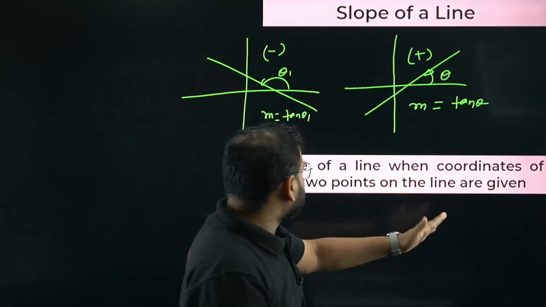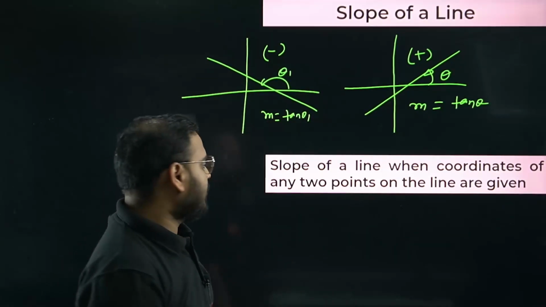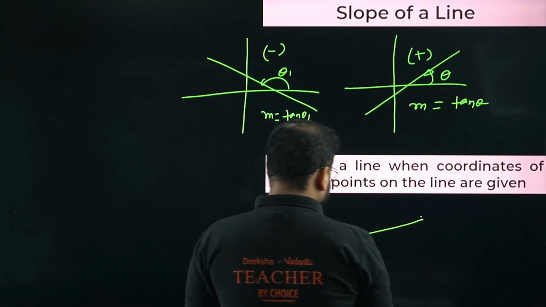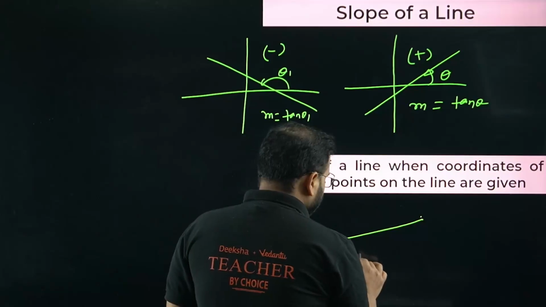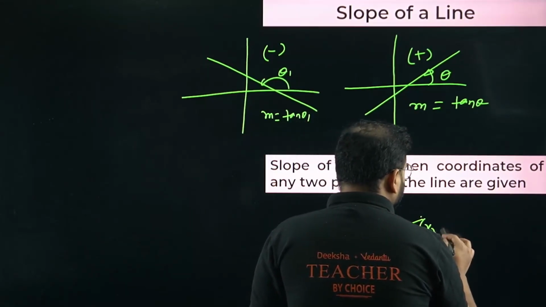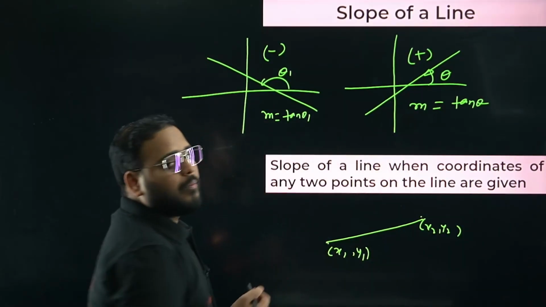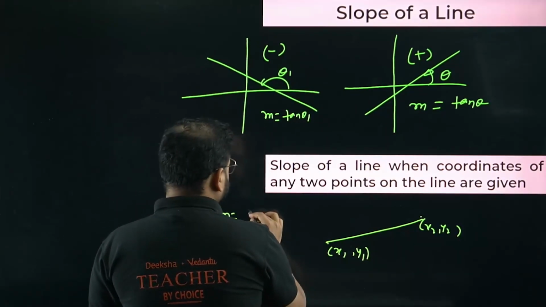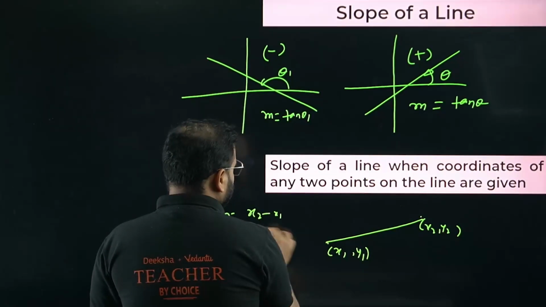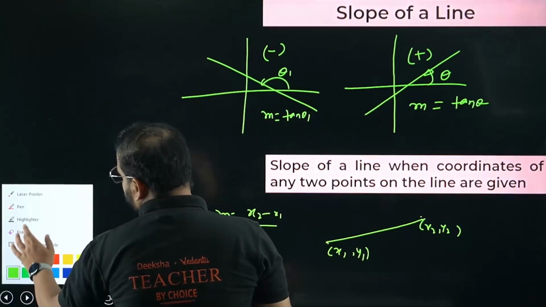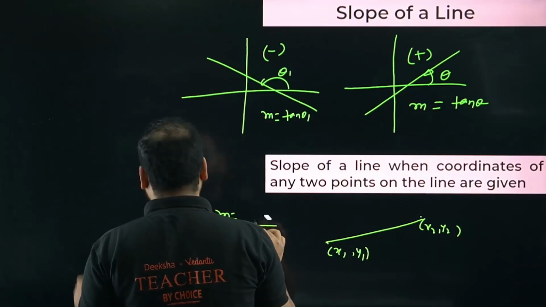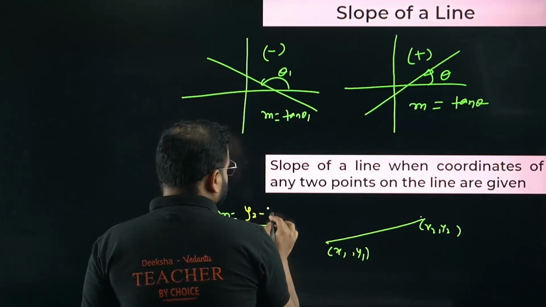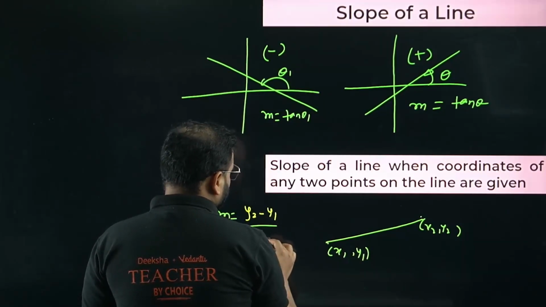Slope of a line when the coordinates of any 2 points of the line are given. For any given line you have 2 points whose coordinates are known, for example x1 y1 and x2 y2. How can you find the slope? Very simple. The slope will be the difference in the y coordinates upon the difference in the x coordinates, so y2 minus y1 upon x2 minus x1.